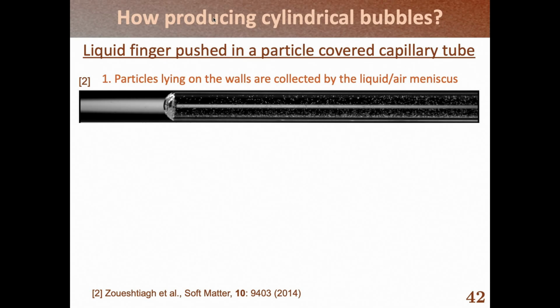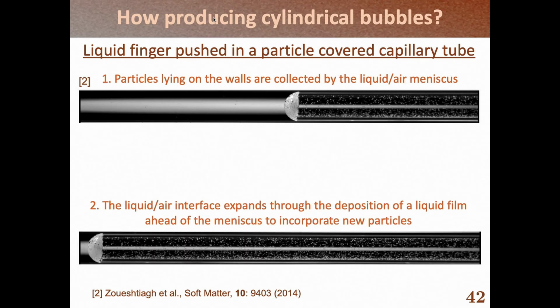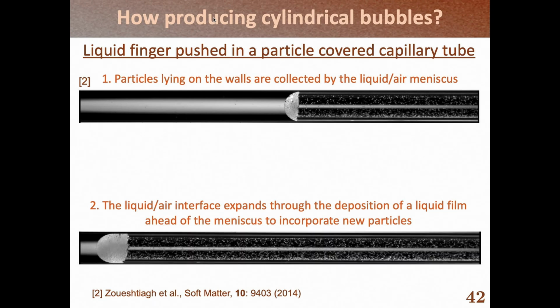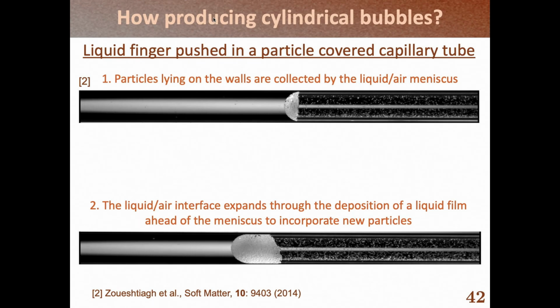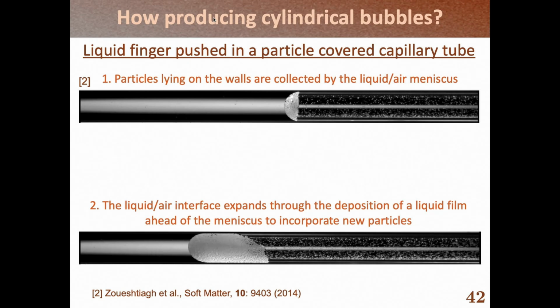If you do that, you see that you are collecting the particles at the surface at the beginning. And again, the same problem: at some point, you don't have any space to incorporate the particles, and so it will create some new space. It does it by creating a thin film at the top of your meniscus. Progressively you are growing a liquid film ahead of your meniscus. If you wait for a sufficiently long time, you have liquid here, air there, so you are creating a bubble, because this is liquid surrounded by a film of particle-covered surface.